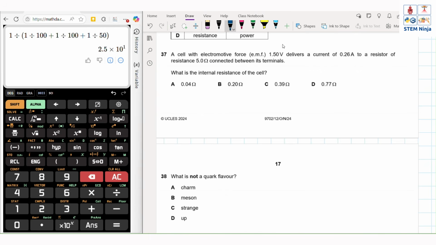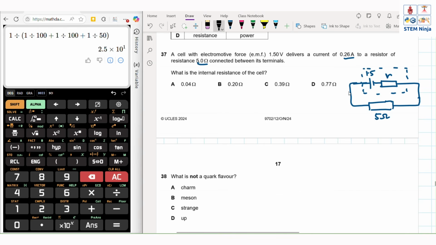A cell with electromotive force 1.5 volts delivers a current of 0.26 amp to a resistor of resistance 5 ohms connected between its terminals. What is the internal resistance of the cell? Okay, so what we have over here is an EMF with internal resistance, and this is connected to a resistor of resistance 5 ohms, like this. This is 1.5 volts, and this is small r, the internal resistance. Current flowing in the circuit is 0.26 amp.